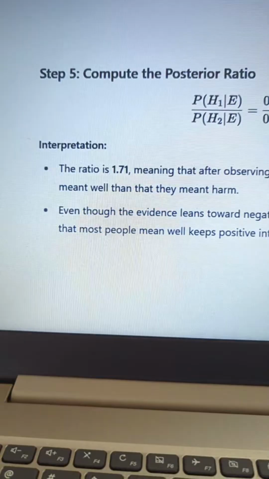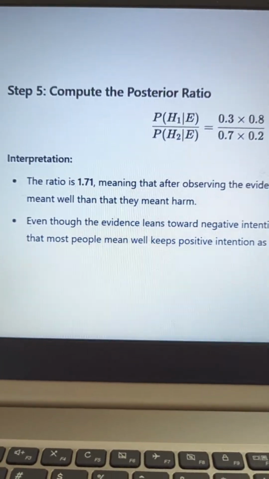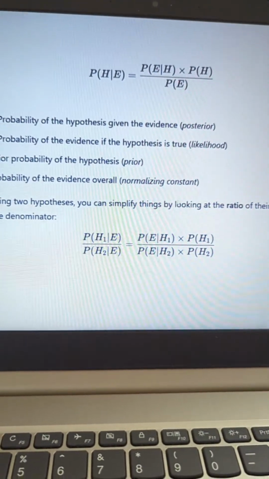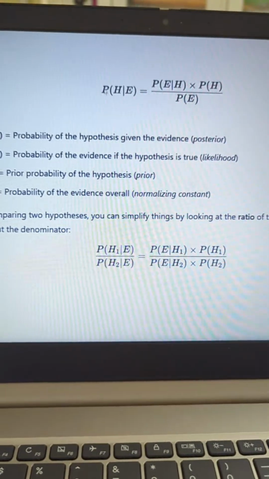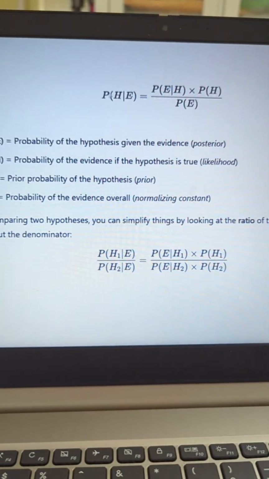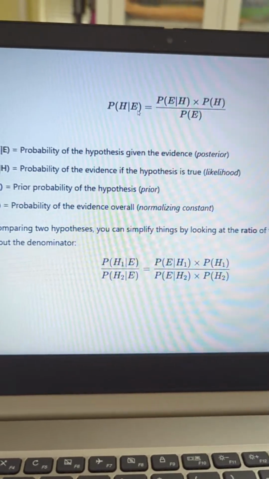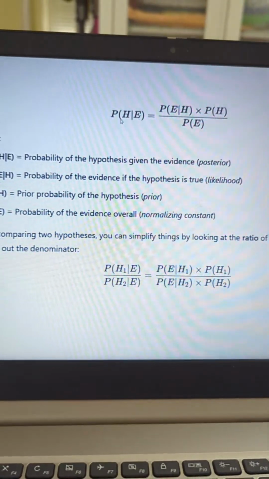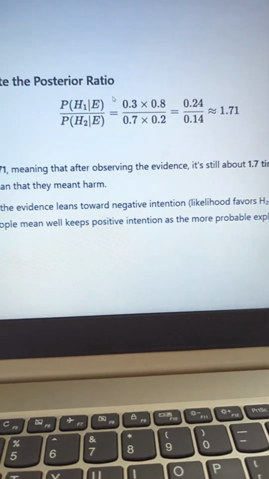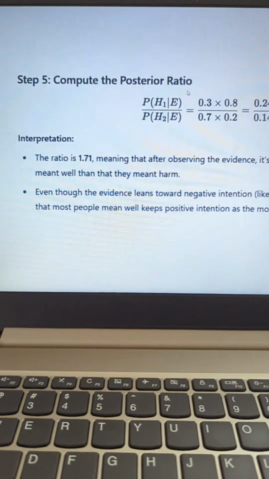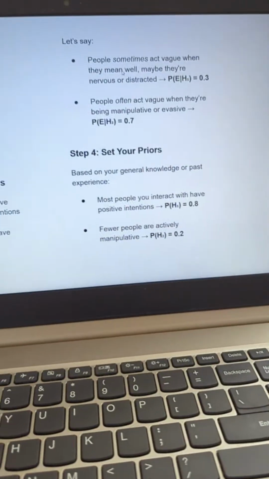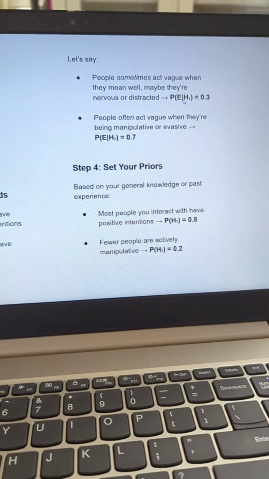Remember, the posterior ratio, let's go all the way back. This is the posterior probability. What does that mean? It means what is the probability of the hypothesis that I have, given the evidence that I see? And then we conclude. Let's go back to the probability 0.3. What's the 0.3 again? 0.3 is the probability of the evidence given the hypothesis.